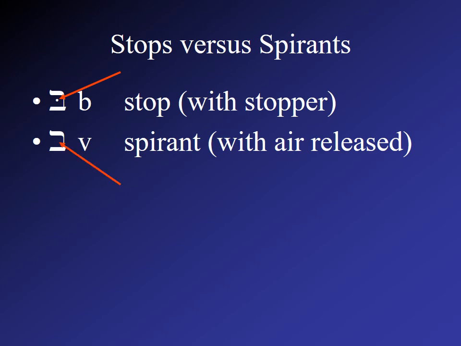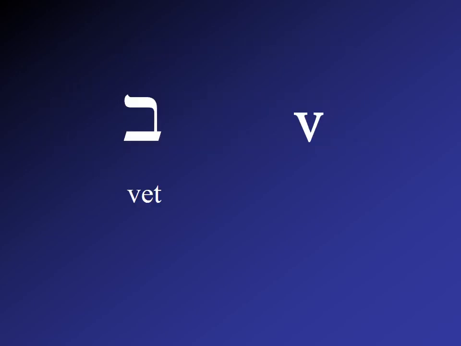A spirantized form of the letter lacks the dagesh, or lacks the stopper. So when you pronounce the word, you let the air continue to flow. So instead of be, you get ve, ve. So the stopped form is bet, the spirantized form is vet. The way that we represent a vet, a spirantized form, is simply like this without the dagesh, and we pronounce it like the English letter V.